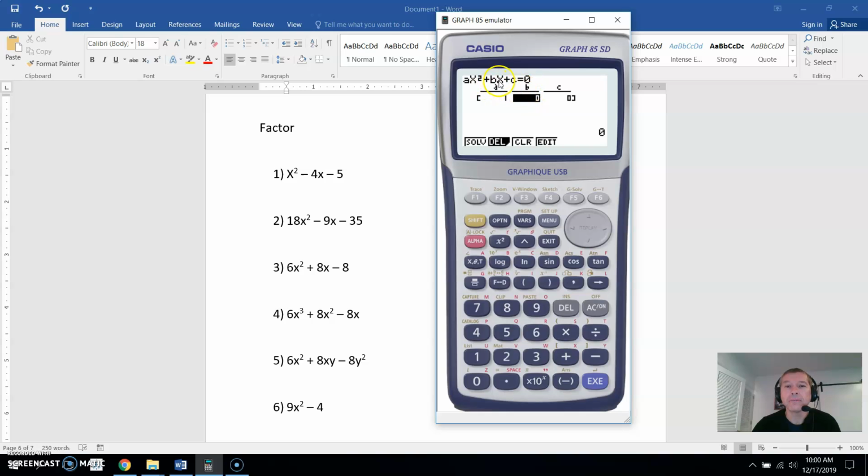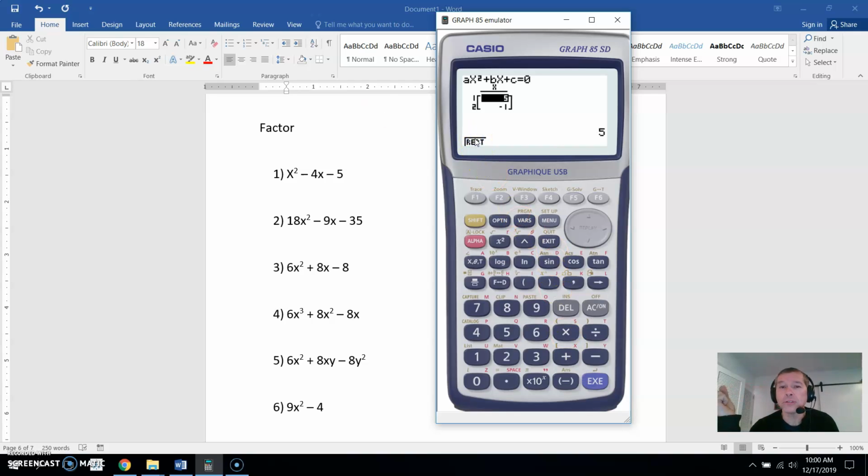The B is the number before the x. So the number before the x here is not 4, it's negative 4. So type in negative 4, hit execute, and then type in your constant right here. Even if this is in a different format, like if it would have said negative 5 plus x squared minus 4x, it's not what comes first, it's what number does not have an x. Well, that would be negative 5 right here. So type in negative 5, that's your C. Once you get those in, you click solve.